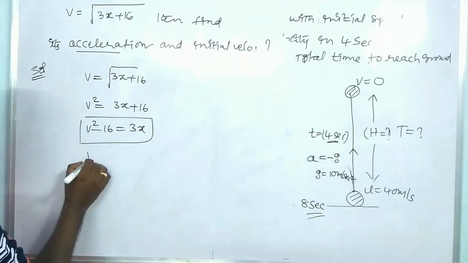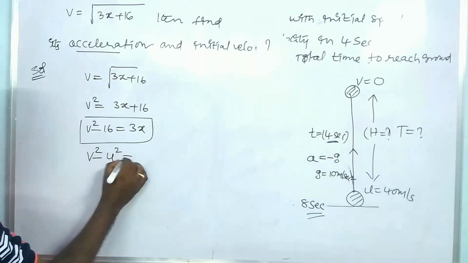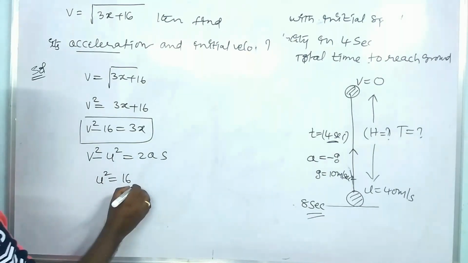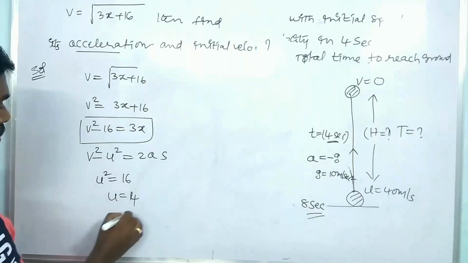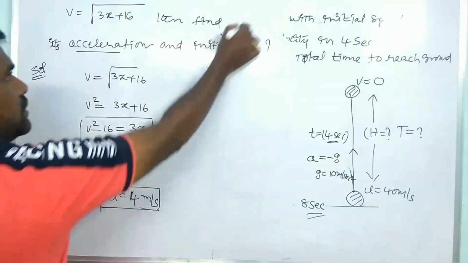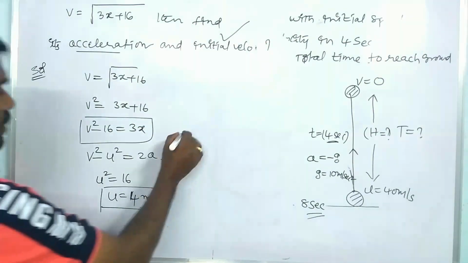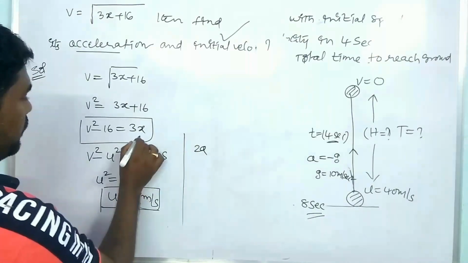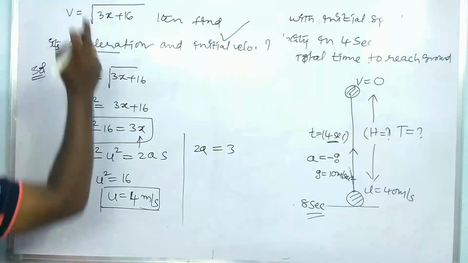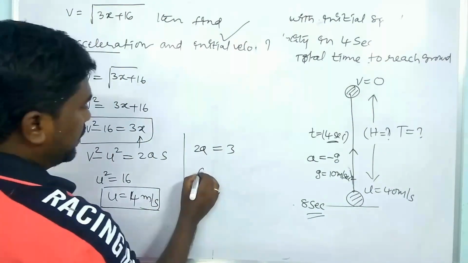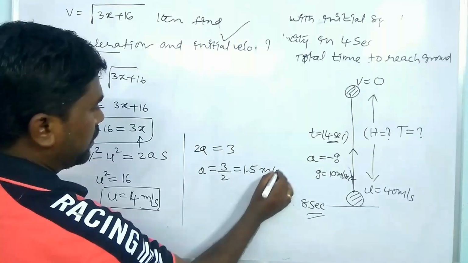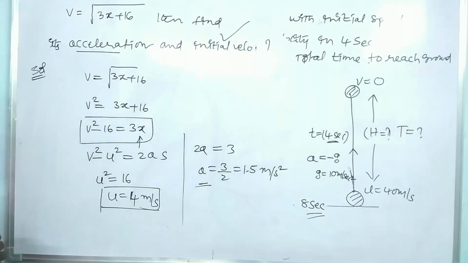So this is compared to the equation of motion, v square minus u square is equal to 2as, where here u square is equal to 16. Then u is equal to 4 meter per second. This is the initial velocity. And from this, comparing, 2a is equal to 3, where x is the displacement s, so a is equal to 3 by 2, which is equal to 1.5 meter per second square. So this is the acceleration of the particle.